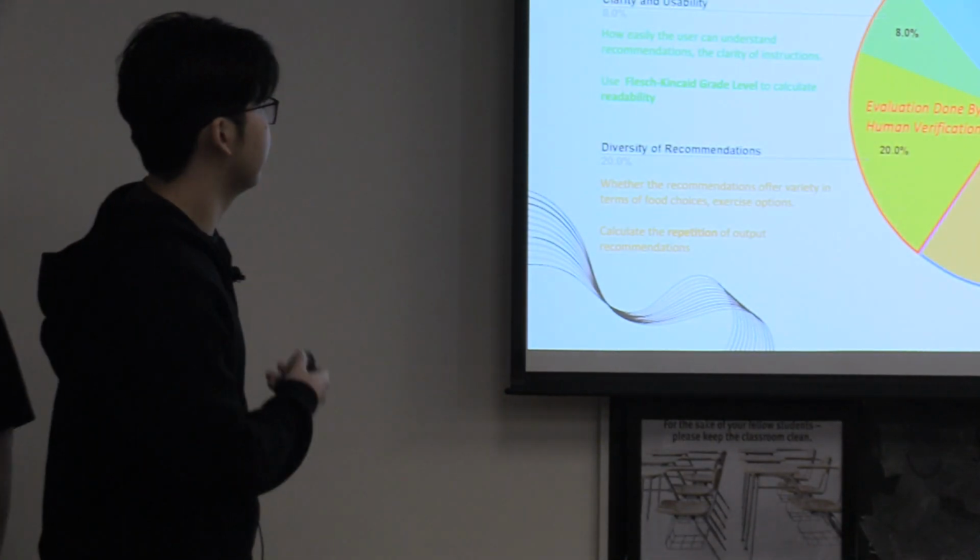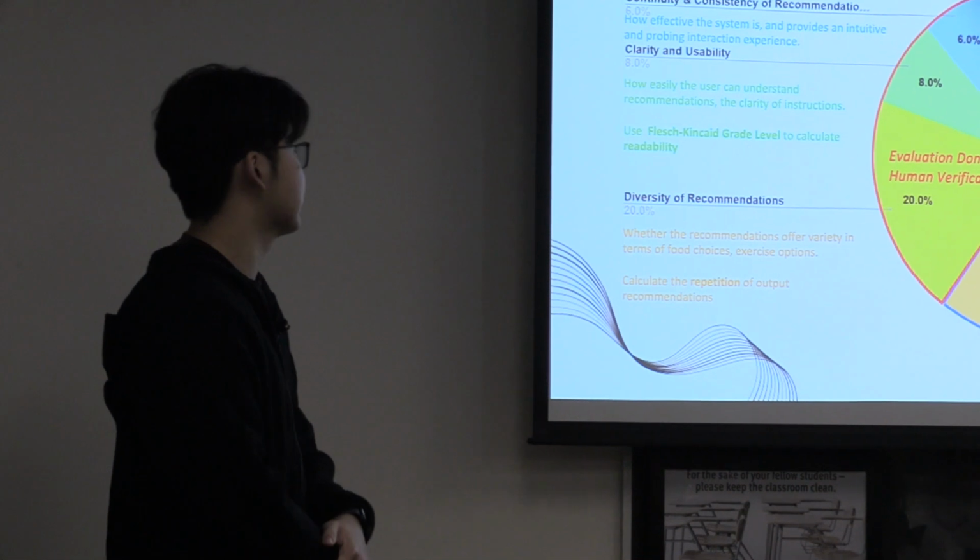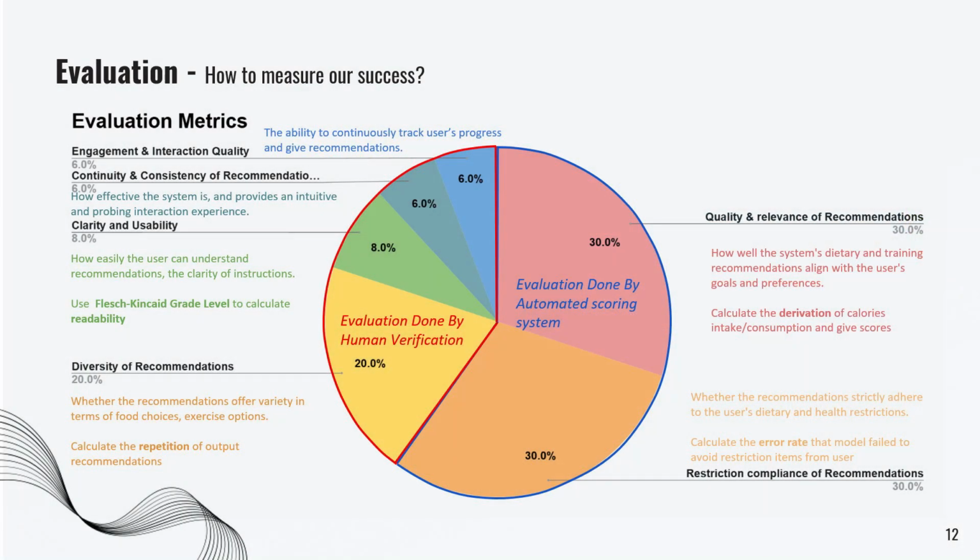Now let's talk about the evaluation, which explains how we measure our success. We've designed an evaluation matrix table that contains several criteria with different weights. For example, the most emphasized criteria are the quality and the restriction compliance of recommendations, and those are done by our automated scoring system. We also have other criteria, like how diversified our recommendations are and the smoothness of our user interaction and communication.